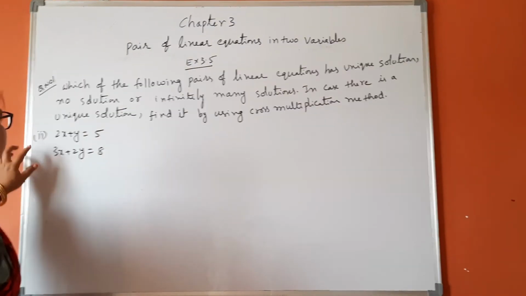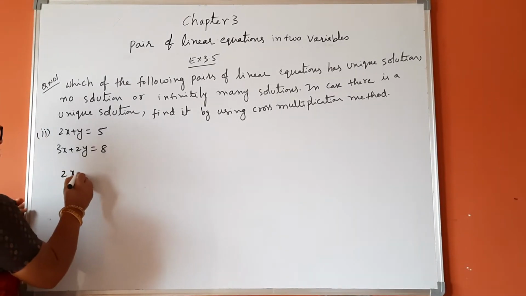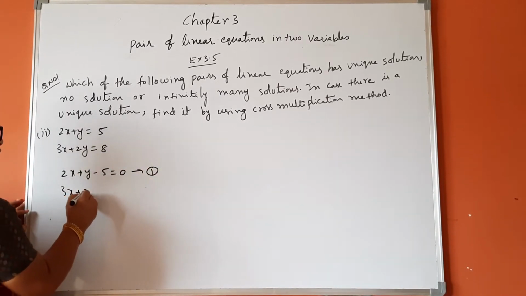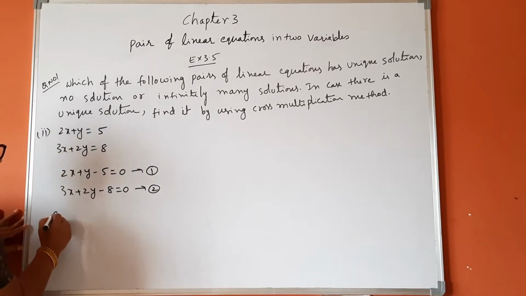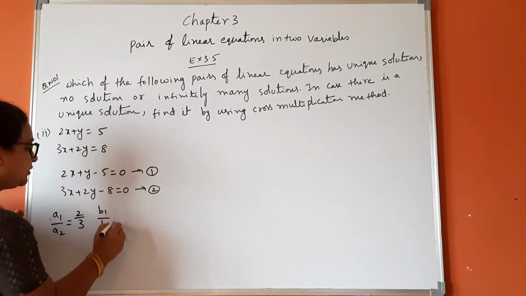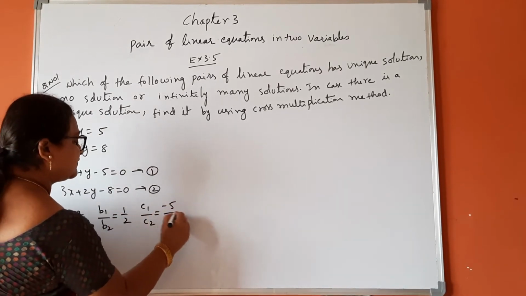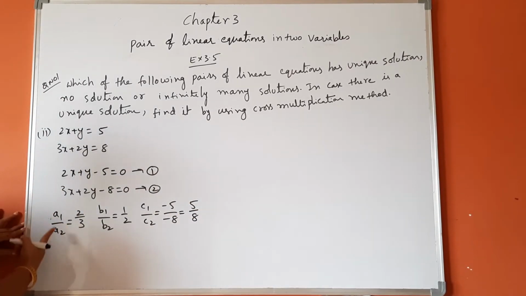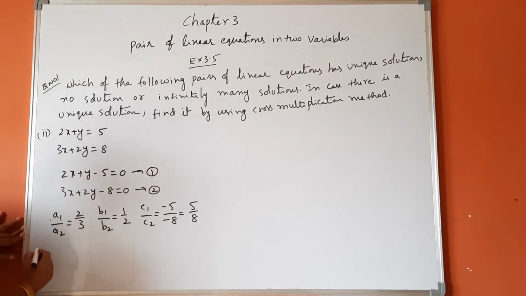Second sum, 2x plus y is equal to 5 and 3x plus 2y is equal to 8. So first linear equation is 2x plus y minus 5 is equal to 0, and 3x plus 2y minus 8 is equal to 0. Now a1 by a2 is equal to 2 by 3, b1 by b2 is equal to 1 by 2, C1 by C2 is equal to minus 5 by minus 8, which is nothing but 5 by 8. So A1 by A2 is 2 by 3, B1 by B2 is 1 by 2, C1 by C2 is 5 by 8.